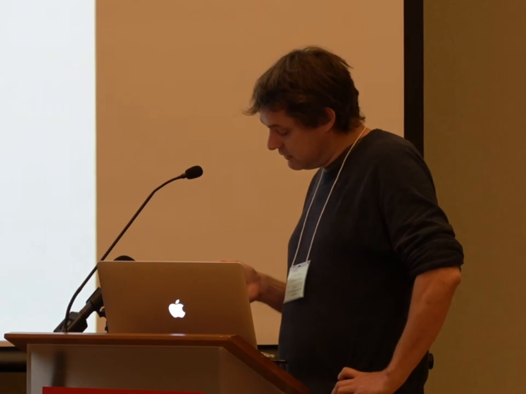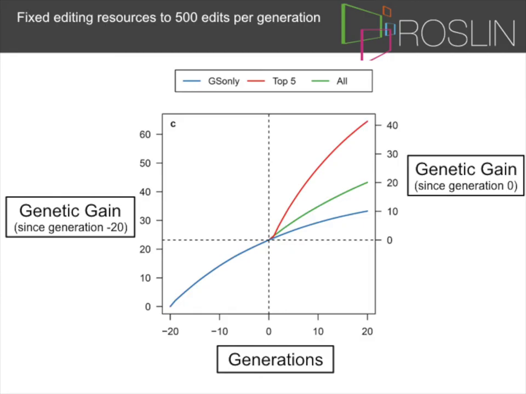So that's how we might discover the causal variants in a certain way to drive this. But just one last point about that. When we do genome editing, we need to be very careful about what happens to genetic gain. So in this particular situation, I've imagined that I have the resources to do 500 edits per generation.